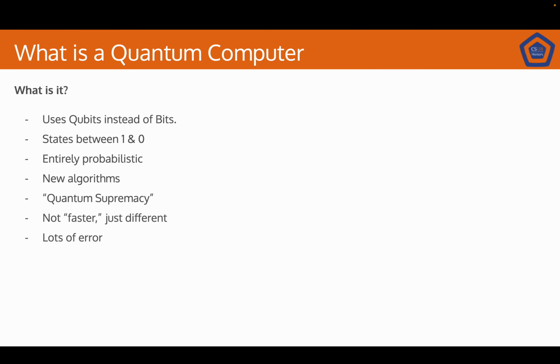This lets you use new algorithms that aren't possible on classical computers, thus leading to the idea of quantum supremacy, where quantum computing can reign supreme over classical computing for certain algorithms. But quantum computing is not faster than classical computing, it's just able to do different things. But these different things come at a cost of lots of error, which quantum computers try to mitigate to the best of their ability, but we can never fully avoid all this error.